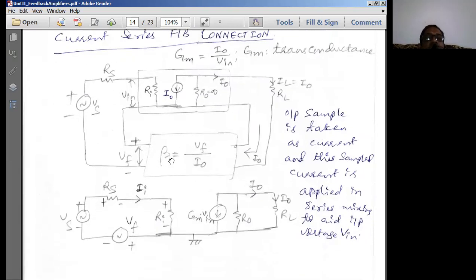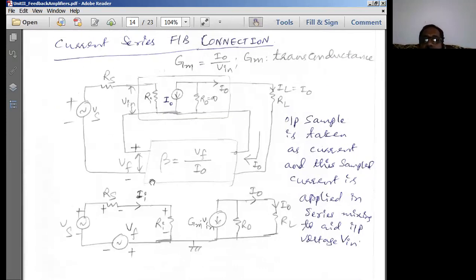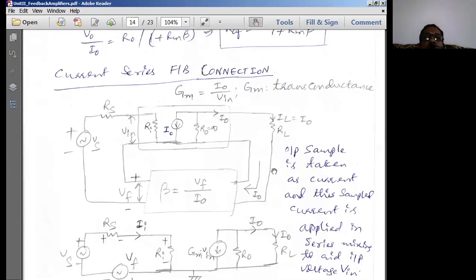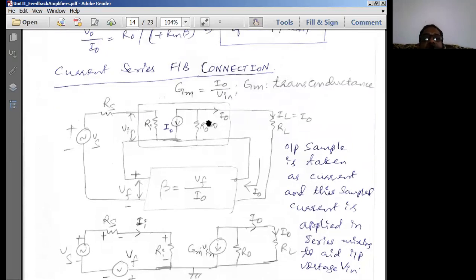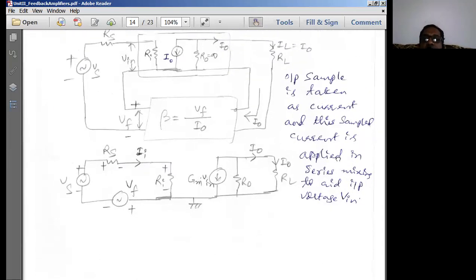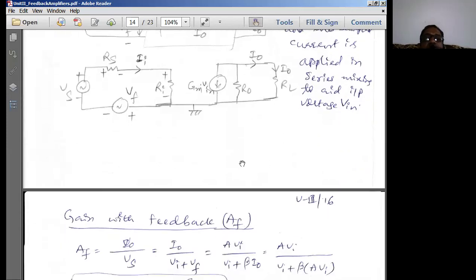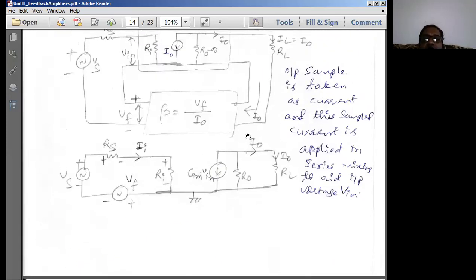Now input is going to be series mixing, same as the previous one. For voltage series, same thing we have. Now, what is the beta factor here? Output is Vf, input is current I naught. Output sample is taken as current in the case of current series feedback, and the sample current is applied in series mixing to aid the input voltage V. This current has been applied to the input such that input voltage increases. So output is taken as current, input is applied as a voltage, not current.